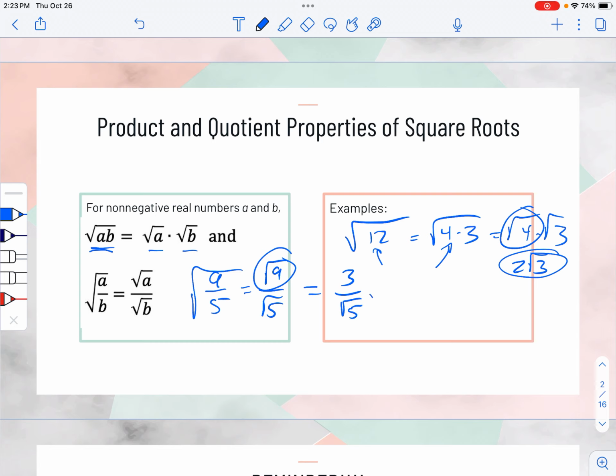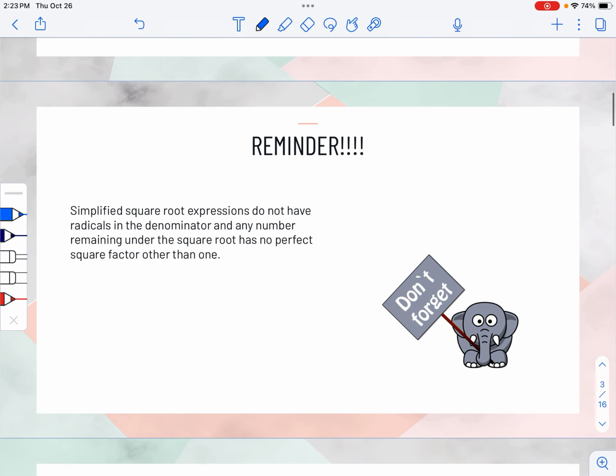So that's one way to work with these. Now, another word for square root is radical. Because if you have like the square root of 7, that's a radical number. So when I talk about the radical symbol, that just means we're talking about the square root symbol. So anyway, reminder, simplified square root expressions do not have radicals in the denominators. So like that last problem, 3 over the square root of 5, we'd have to simplify this and get that radical out of there. I'll show you how to do that.